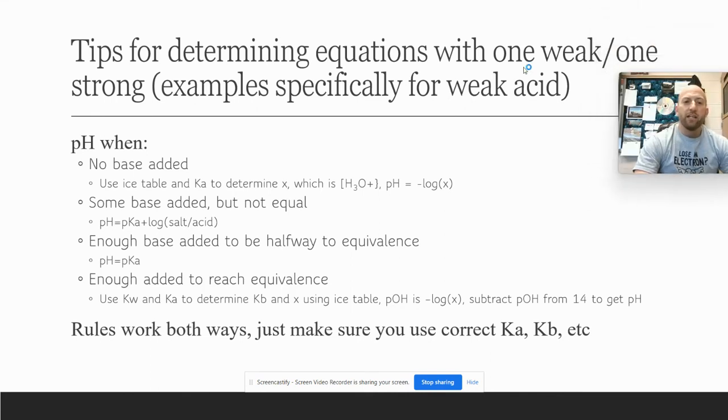So if you have one weak and one strong, this gives you a little bit more information. If there's no base added, basically you'll just use our ICE table to determine Ka, which is what we've been doing with some of our weak acids. If you have some base added but not equal, you'll take the pKa plus the log of the salt over the acid, and a few different ways. Again, one of the things that you probably have found from this chapter, this unit, is that there's a lot of different ways to get to those different spots depending on what you're given. Make sure you understand the relationships of those.